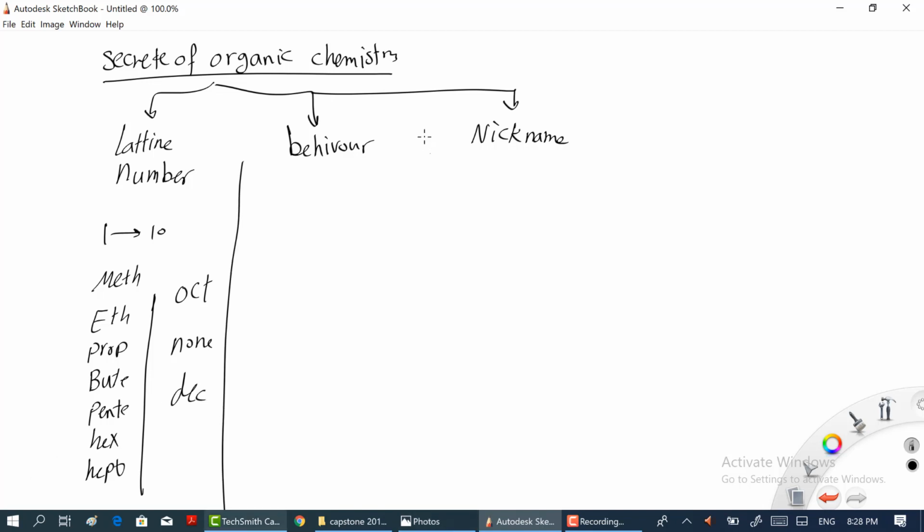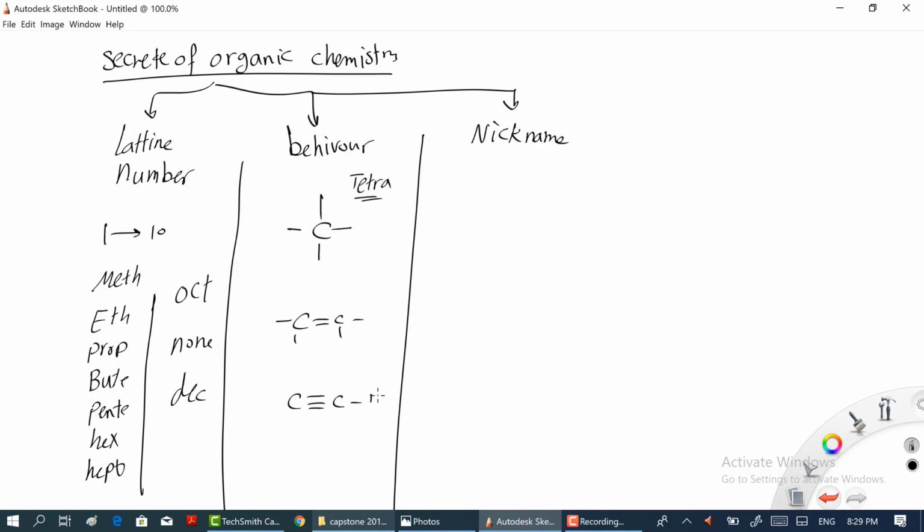Behavior. Carbon is an atom that behaves itself, which means it is tetravalent. Maybe it has a single bond, maybe double, maybe triple. But in every case, it must be surrounded by 4 bonds. Nickname: ane, ene, and yne.